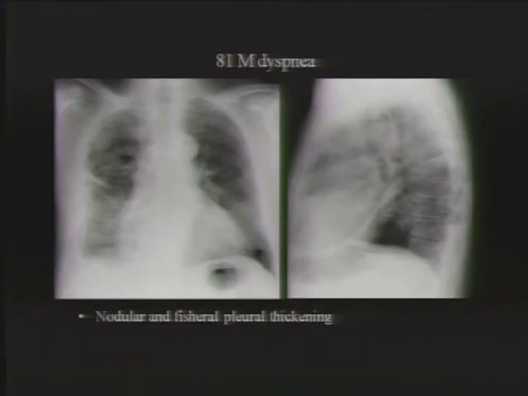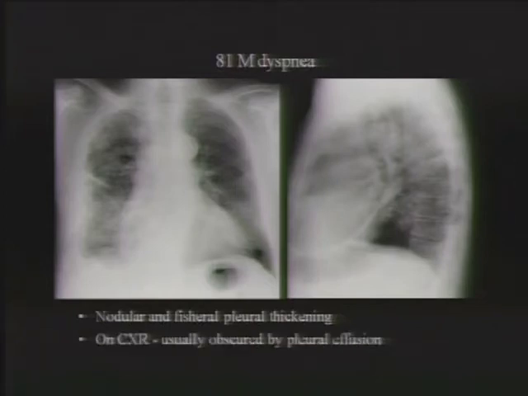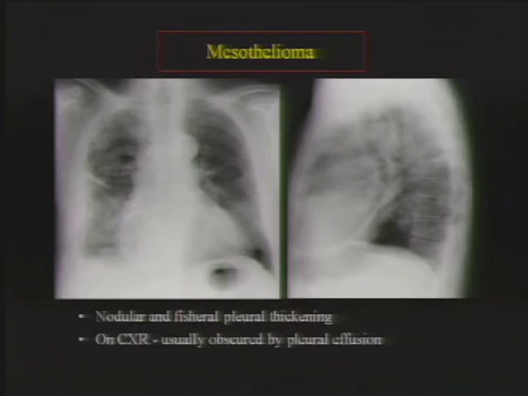The one tumor that most characteristically gives you pleural thickening on a chest X-ray is mesothelioma, and that's in fact what this person had. So if you see nodular pleural thickening on a chest X-ray, it will most often be mesothelioma, one of the less common causes of malignant pleural thickening.